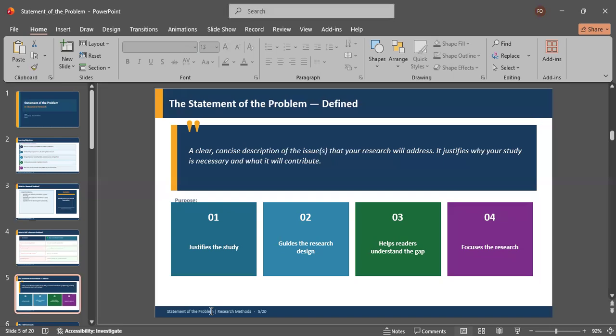That's number 1. Number 2, it guides your research design. The research design is talked about under the methodology in chapter 3. We are not covering that today, but yes, your statement guides your research design. 3, it helps the reader understand the gap. Yes, every research has a gap. So it helps us to understand the research gap. We mentioned this in our previous classes, please check it. And then last, it focuses the research. Yes, the main purpose is to focus the research.